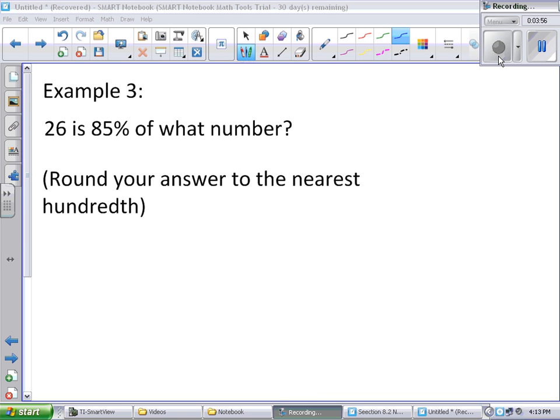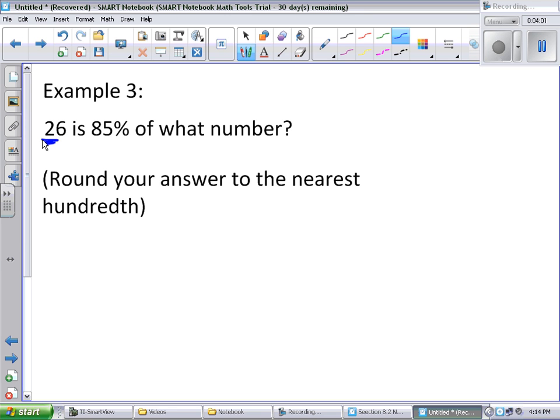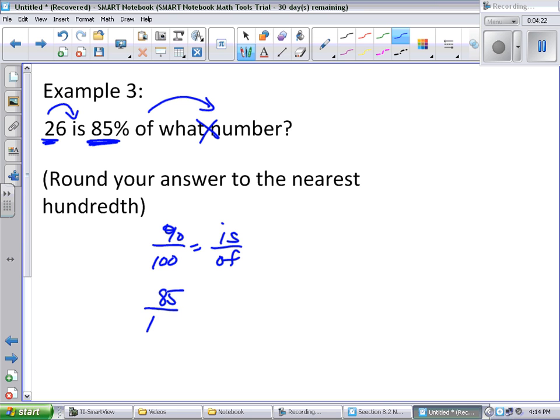Example 3. 26 is, the 26 is the is, 85%, there's your percent of what number? So X is your of. So I'm going to copy this down, percent over 100 equals is over of. So I'll have the percent is 85 over 100. The is the 26, and the of is the X.